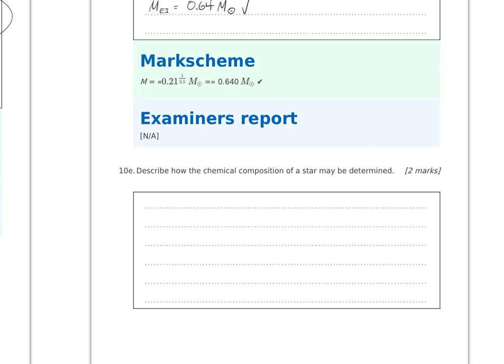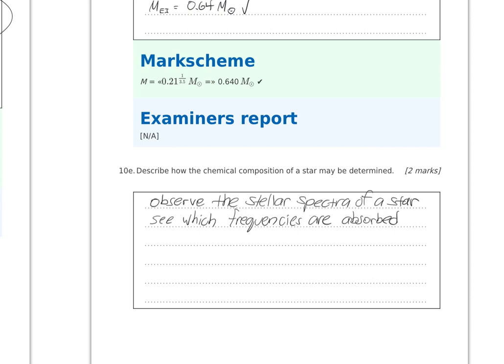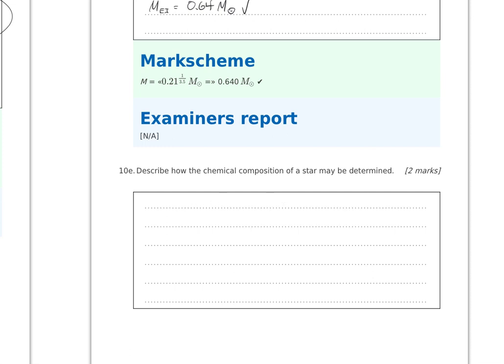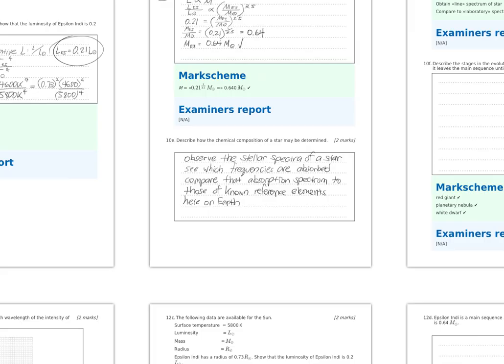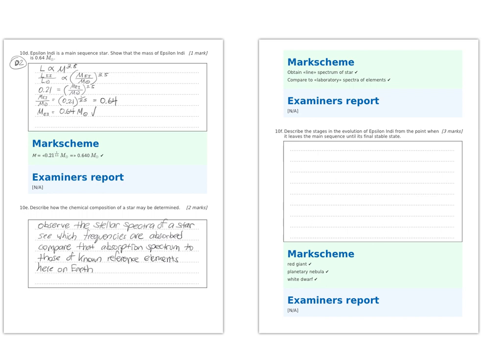You observe the spectrum of the star. Use a spectroscope. And you look for which frequencies are absorbed or missing in the absorption spectrum of that star. And then you compare that absorption spectrum to the absorption spectra of the known reference elements here on Earth. Let's see what the mark scheme says. Obtain line spectrum of star compared to laboratory spectra of elements. Nailed it. All right, 10F.